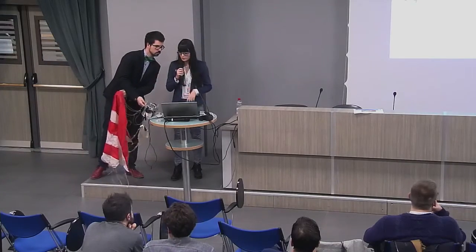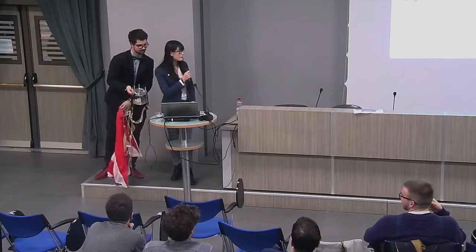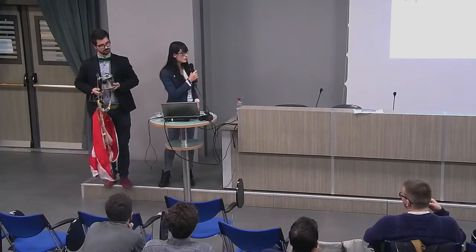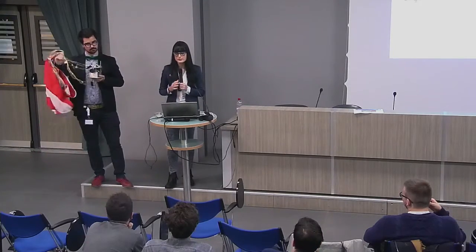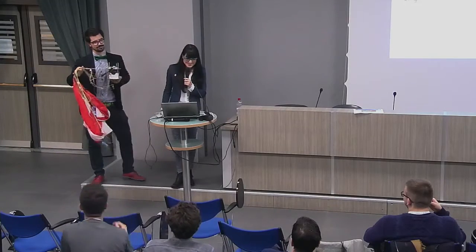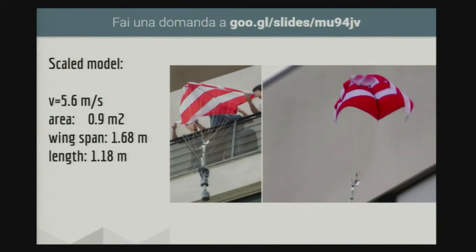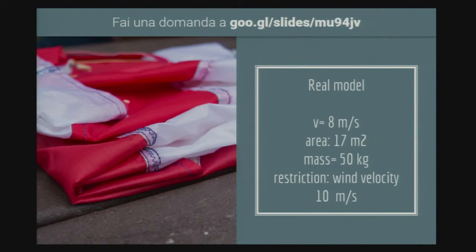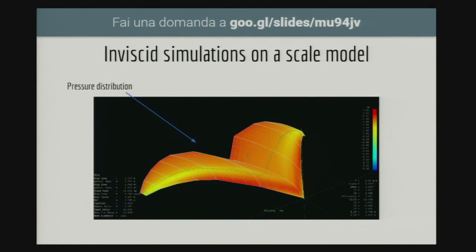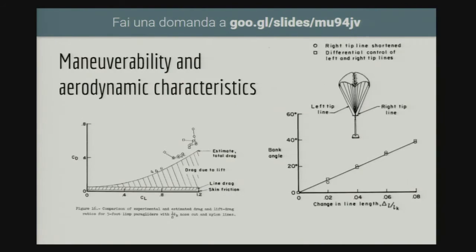Now you can see our model, because we did all of these things. It's called the Rogallo wing, because it was studied by Francis Rogallo. This is the real model, which has 17 square meters of area, so very big. And these are our simulations with the model. So you can see the same figures.